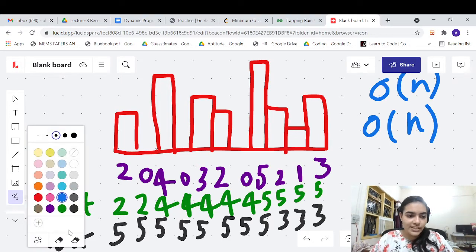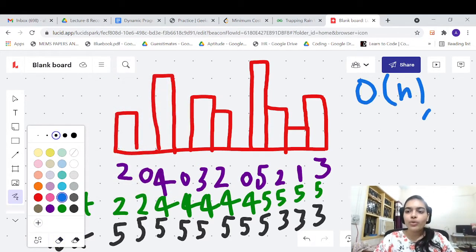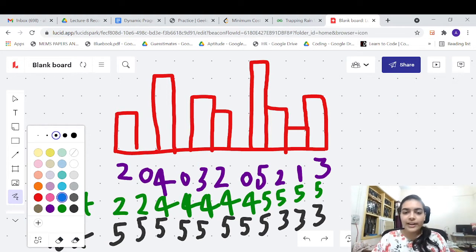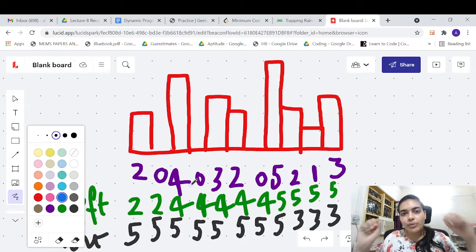Now you want to optimize it further. What is the best thing that you can do? The best you can get for this problem is O(n) time and O(1) space. How do you reach this answer? Let's try to observe. What are we doing at each block? At each block we are finding the maximum left, maximum right, minimum of both and subtracting the current array height. These are the 3 steps that we are doing.